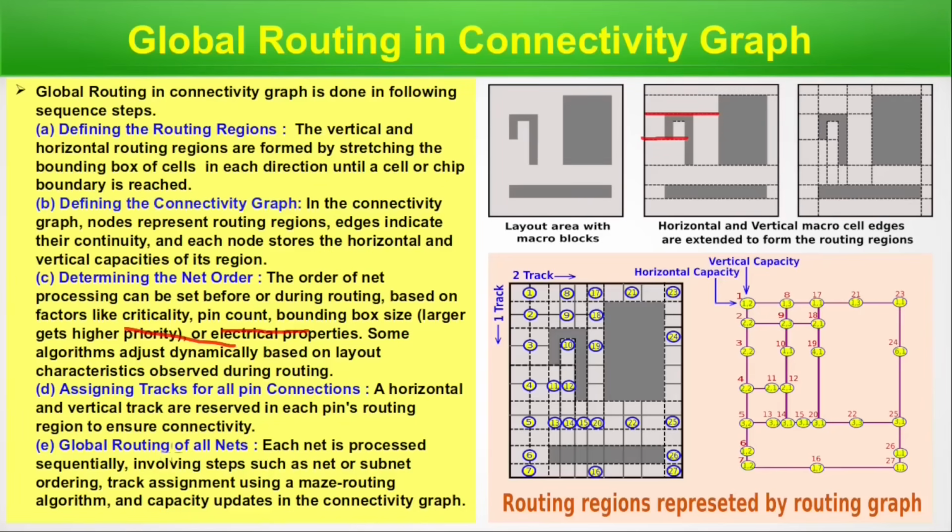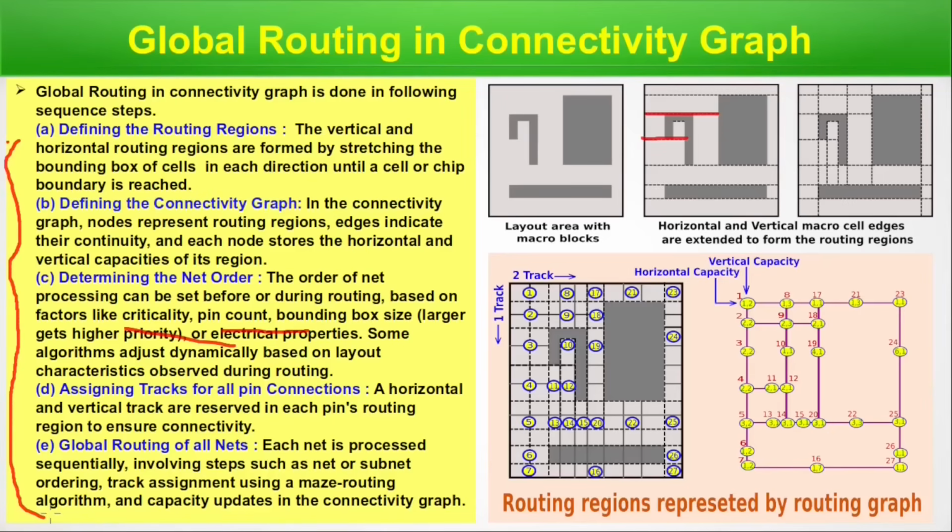And finally, global routing of all nets. Each net is processed sequentially, involving steps such as net or subset ordering, neighboring track assignment using a maze routing algorithm, and capacity updates in the connectivity graph. These are the substeps through which global routing is represented in the connectivity graph.